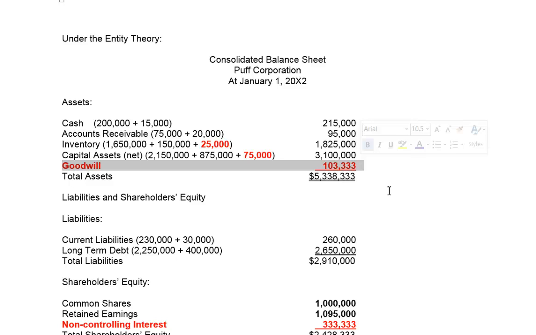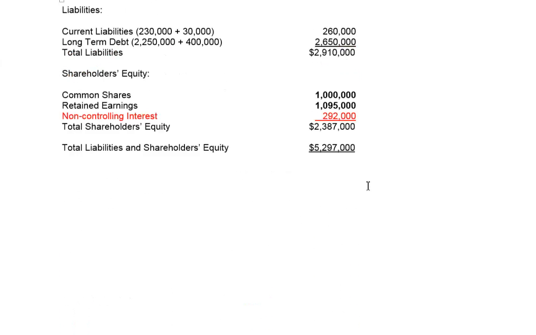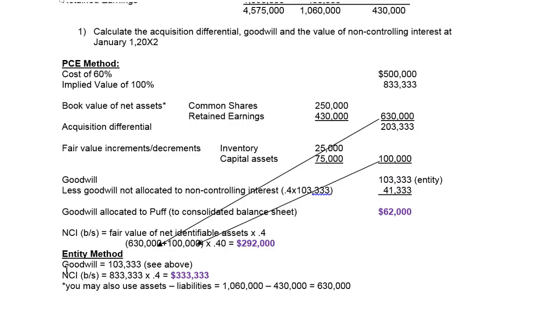The only difference here is goodwill, because don't forget, under the entity theory, these theorists agree that you can use a linear relationship. So if I only paid $500,000 for 60%, they think it's fine to assume that you would have paid $833,333 for a 100% ownership share, and they're going to allocate 40% of that, or $103,333, to goodwill. So if you look up here again, you'll notice where we did that.